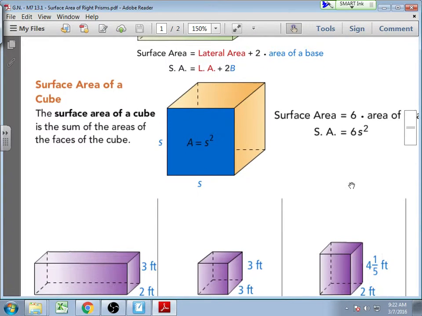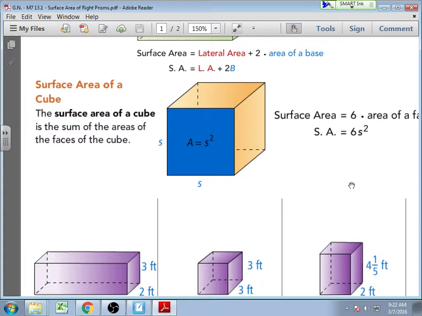Alright, so that's why a cube is super duper easy. What do we know about a cube that makes it a very special prism? Because a cube is a prism. Remember, a prism is not necessarily a cube, but a cube is a prism. Brennan?